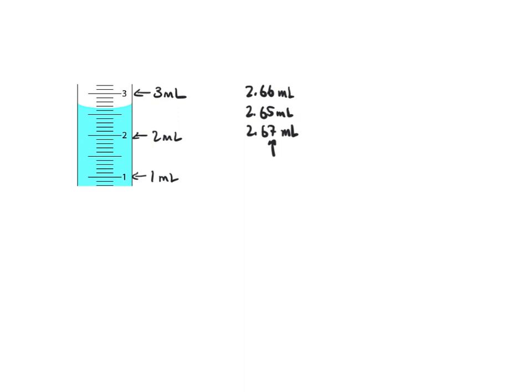So the way that we might be able to minimize the inaccuracy or the imprecision of that measurement is by measuring it 3 or 4 times and taking an average. The average is always better than any given measurement. So the average of this would be 2.66 milliliters, and that would be the value that I might report as the volume of water in this graduated cylinder.